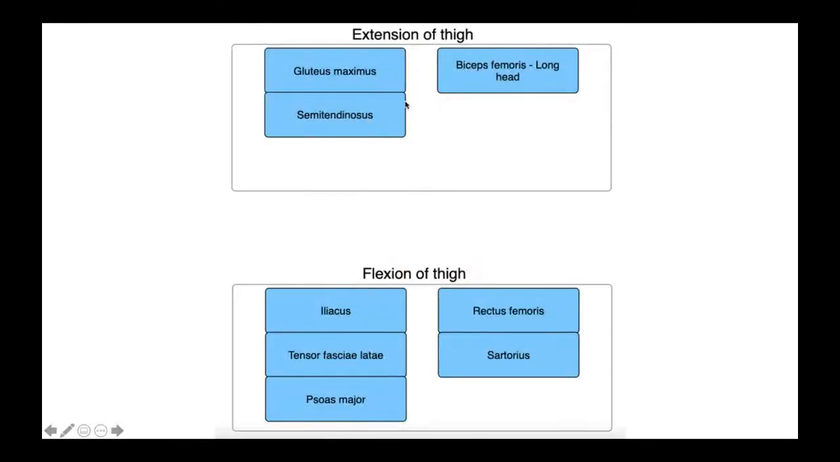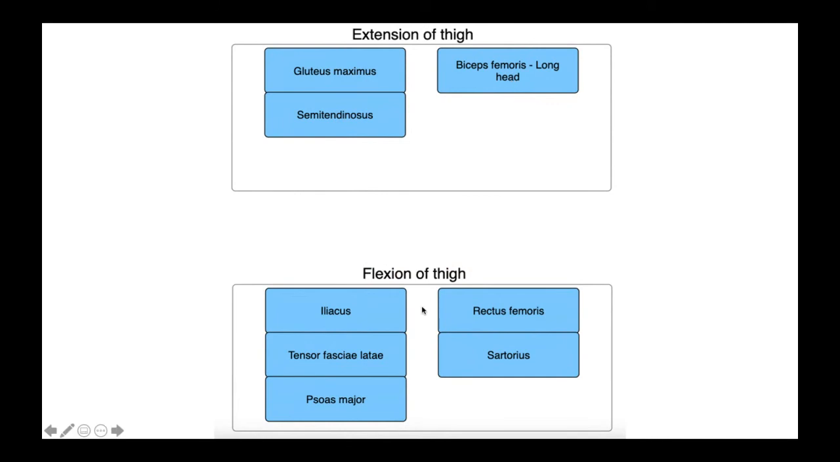Now we have to know their actions. What are the hip extensors and the hip flexors? Another way of saying hip would be thigh extension and thigh flexion. So gluteus maximus is your primary hip extensor. And then your hamstrings can also extend the thigh. Semitendinosus, semimembranosus, they can both extend the thigh. But in terms of the biceps, remember biceps has a short head and long head. Only the long head originates on the ischial tuberosity. So the long head can extend the thigh, but not the short head.